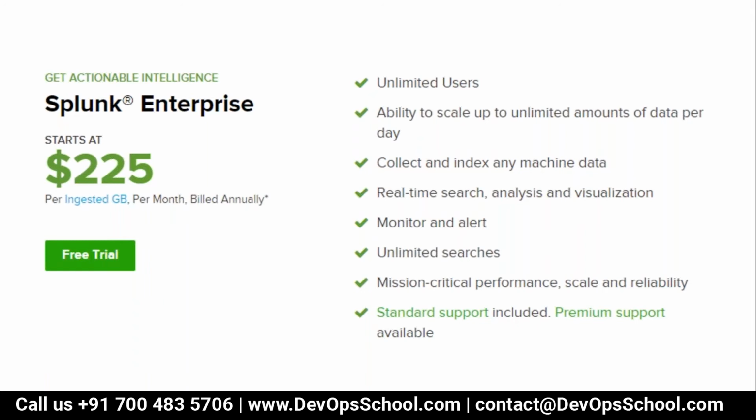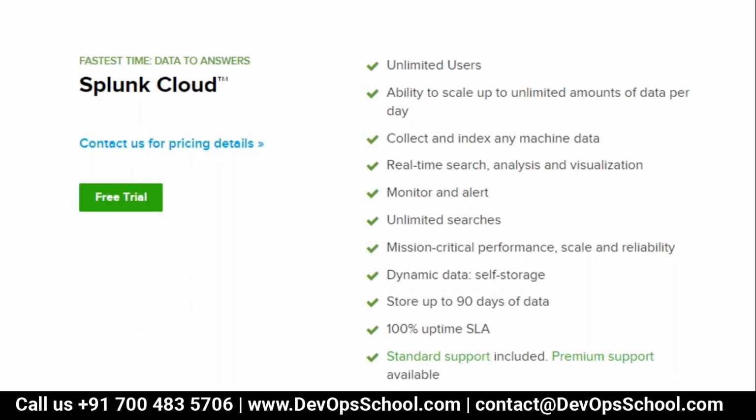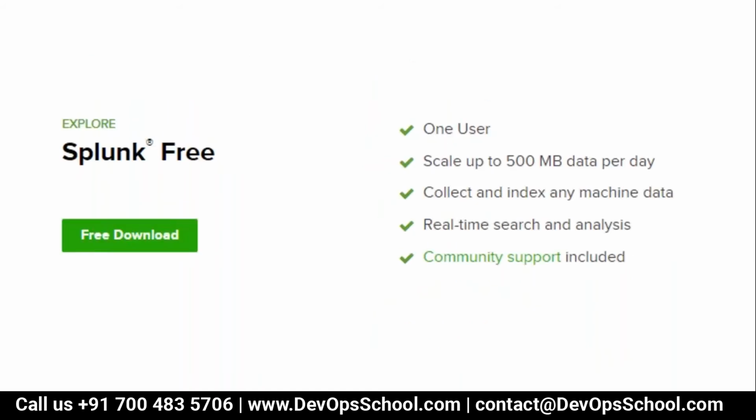So this is the cost of Enterprise, out of which you get multiple features like unlimited users, the ability to scale up to an unlimited amount of data per day, and stuff like that. Many features are there. Now if you go for the cloud, again, these are the features you get, and you have to contact them for the pricing details. Okay, a free trial for 15 or 16 days is available.